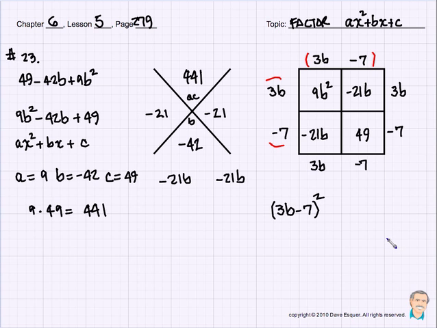We could have done this with a trinomial square, realizing that 9b squared minus 42b plus 49 was a trinomial square, just like we did in chapter 3. And if we do that, we come up with exactly the same answers.